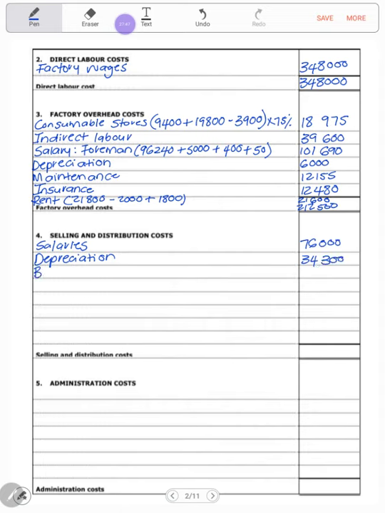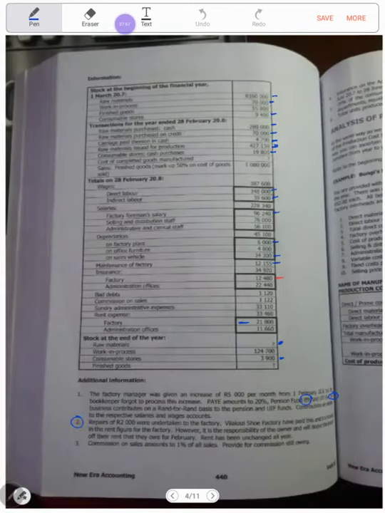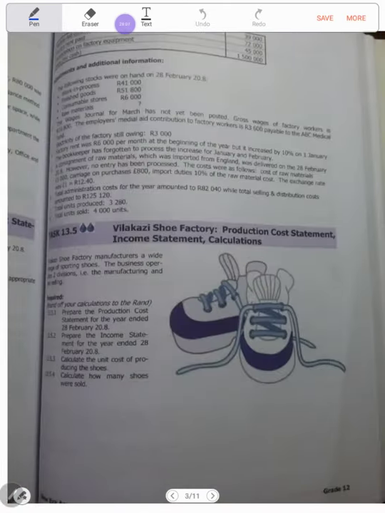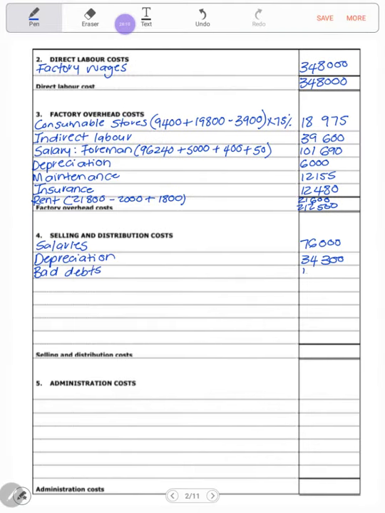We have bad debts. This is the only department that can work out bad debts, because when you sell, there is a possibility that they may not pay you back when you sell on credit, and then you have bad debts. Okay, and the bad debts they're telling us is 1,120. Don't allow yourself to be a laughing stock and add bad debts in administration cost, because it's not supposed to be there. And it's not supposed to be at factory overheads. It's supposed to go to your selling and distribution costs.